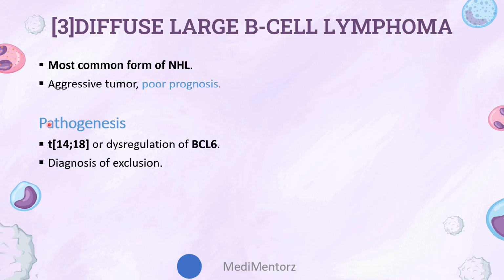So talking about the pathogenesis, similar to that of follicular lymphoma, they have a t(14;18) translocation or dysregulation of BCL6. So it's a diagnosis of exclusion. They're just eliminating the other diagnoses and arriving at the diagnosis of DLBCL at a later stage.